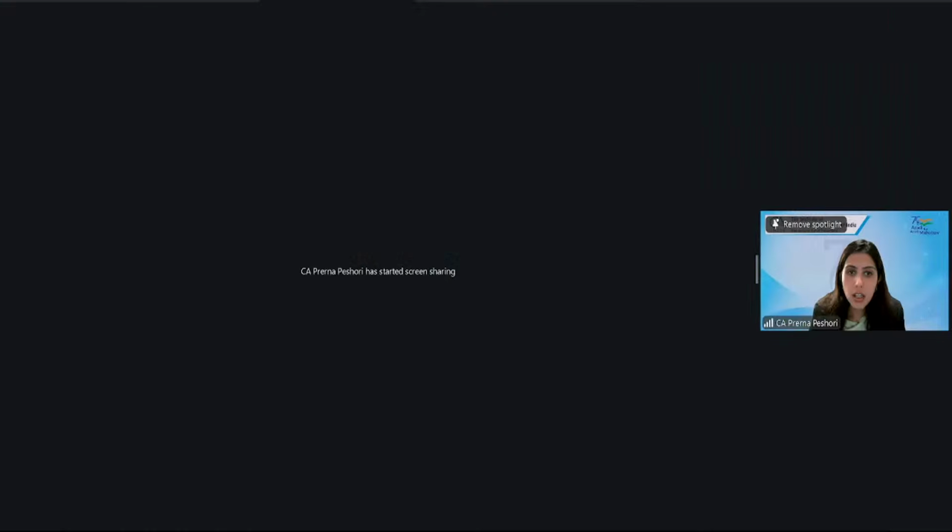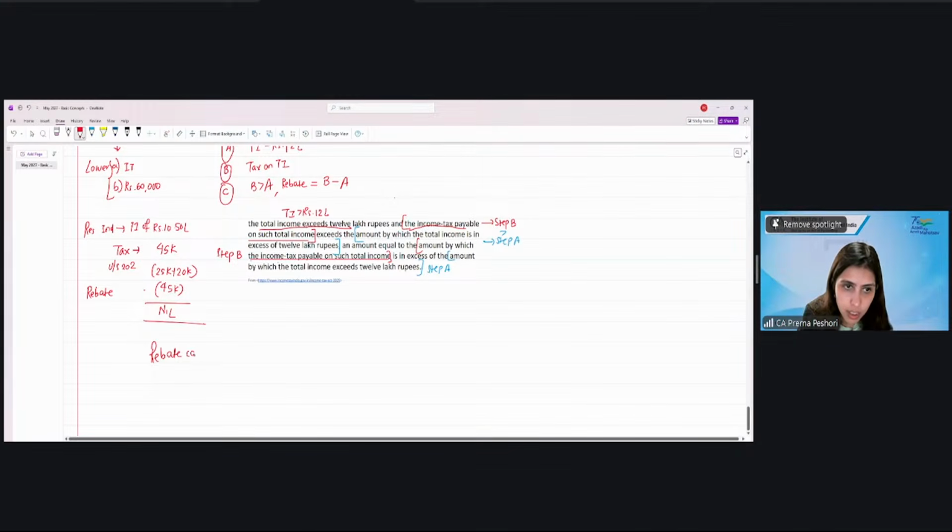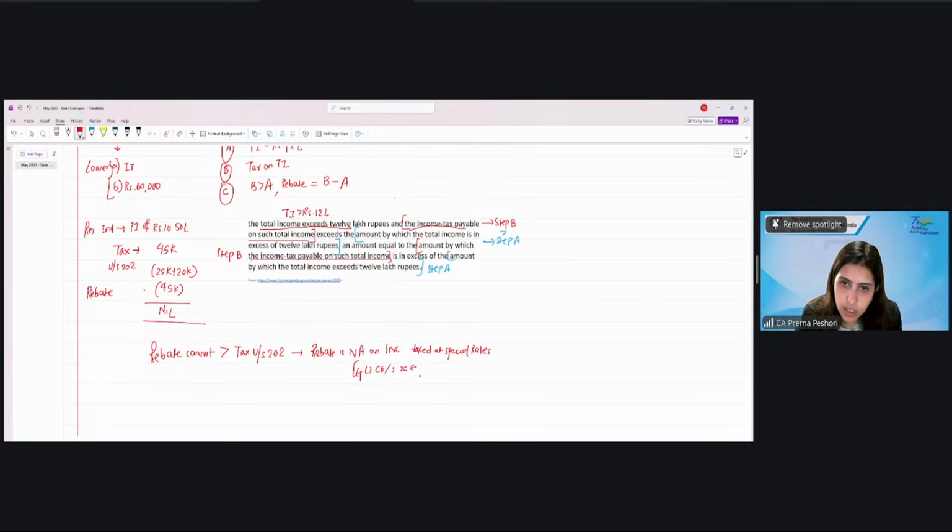Okay? So the rebate cannot be greater than the tax under 202, which implies rebate is not available on the income taxed at special rates, for example LTCG or STCG. Are we clear?